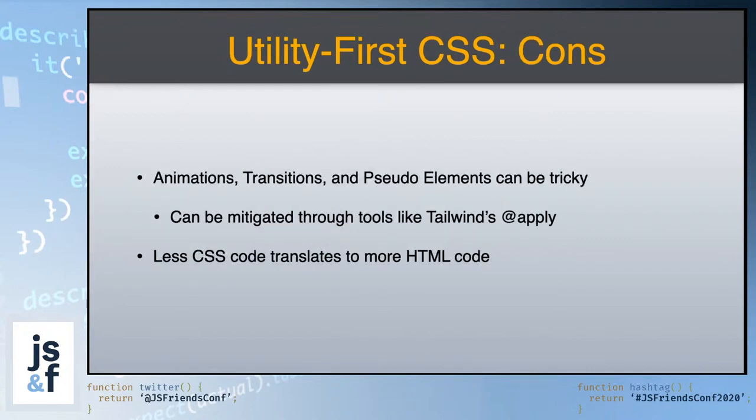Where it can get a little dicey: animations, transitions, and pseudo elements can be tricky to utilize, but this can be mitigated through tools like Tailwind's apply to create component classes when necessary. And I almost struggle to call this a con, but less CSS code translates into more HTML code.